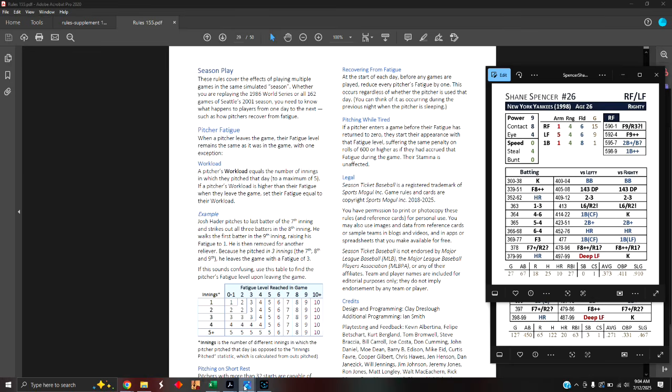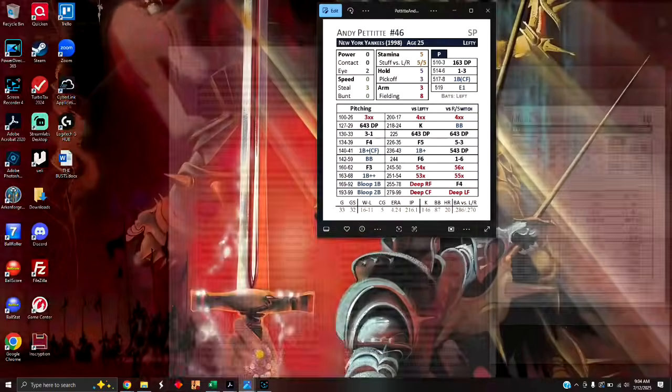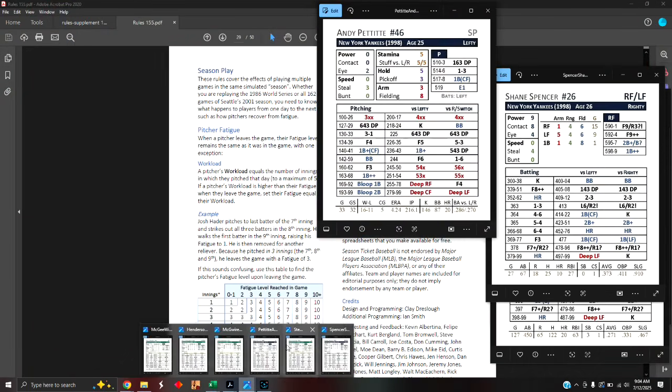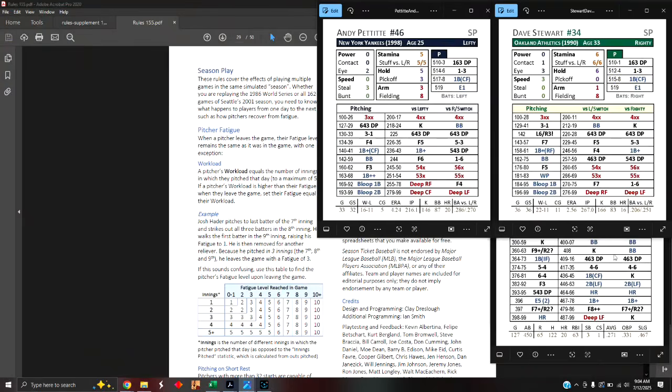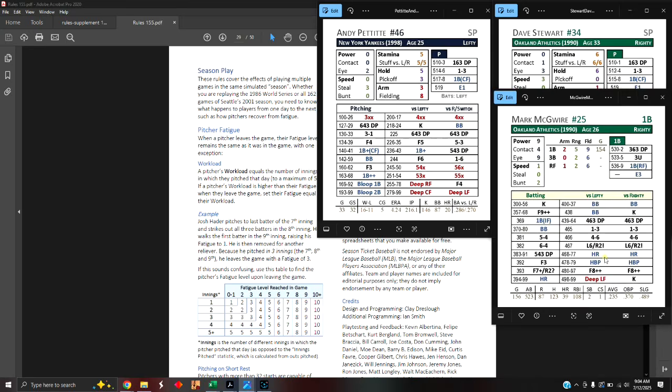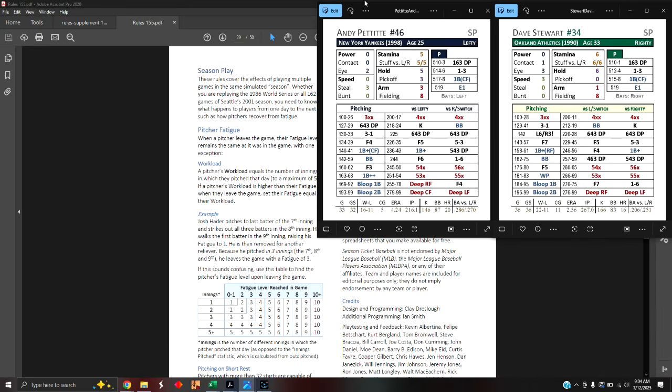Pitchers are the other thing that comes up, because if you're playing season play, I'm going to pull up Andy Pettitte and I pull up Dave Stewart. We have the Oakland pitcher and a Yankees pitcher here. When the pitcher leaves the game, their fatigue level remains the same as it was in the game, except that something called workload happens. So you can use this chart to determine what their fatigue level is after the game.